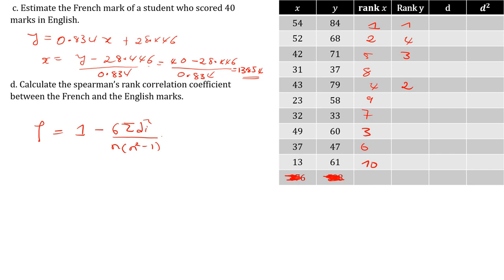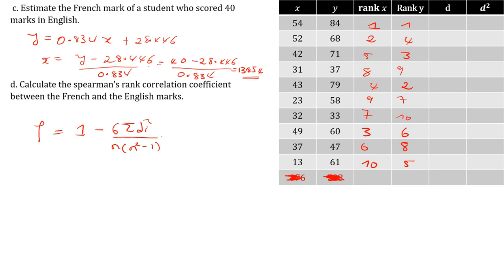Then we have 61, which is the fifth. We have 60, which is the sixth. We have 58, which is the seventh. We have 47, which is the eighth. Then we have 37, which is the ninth. And we have 33, which is the 10th.